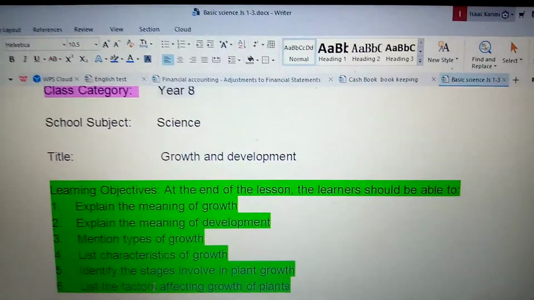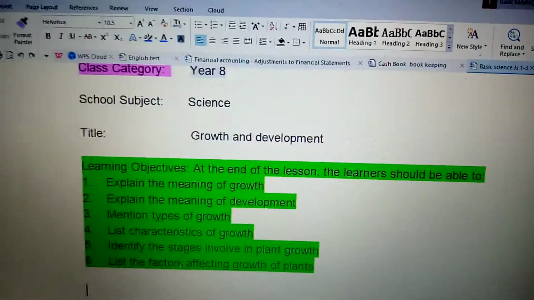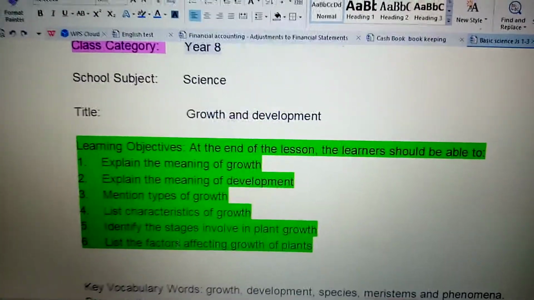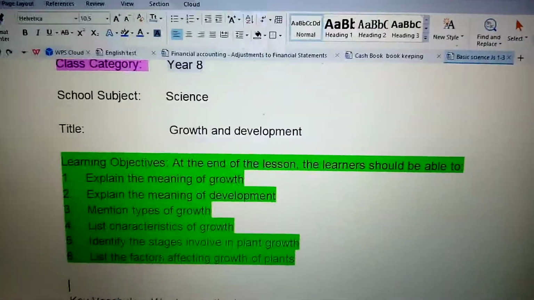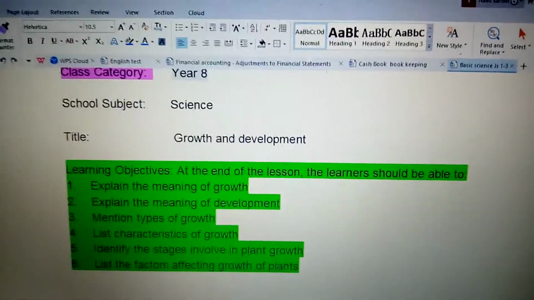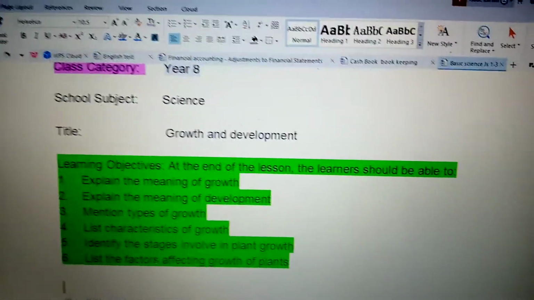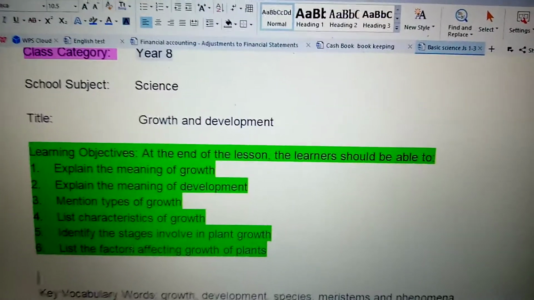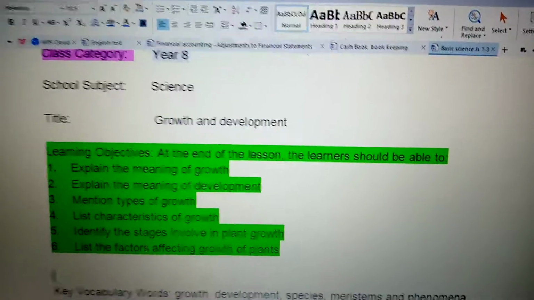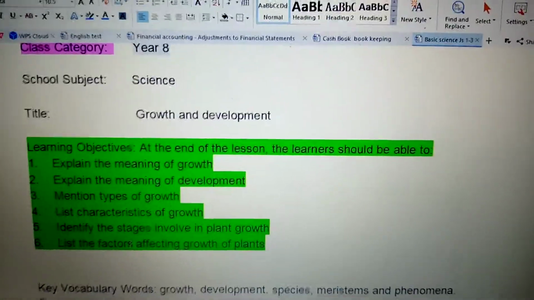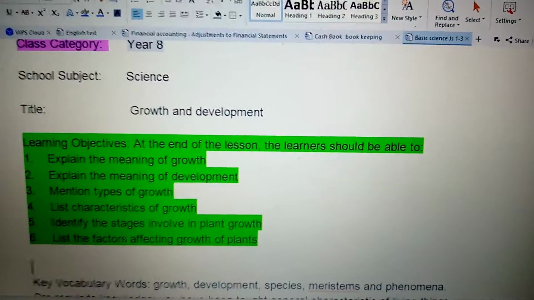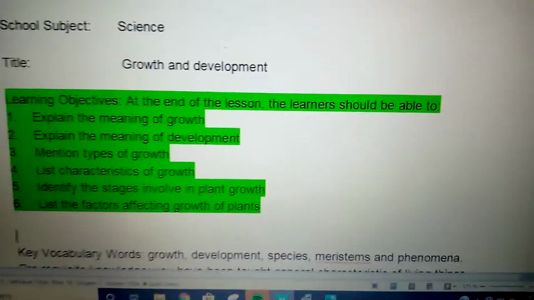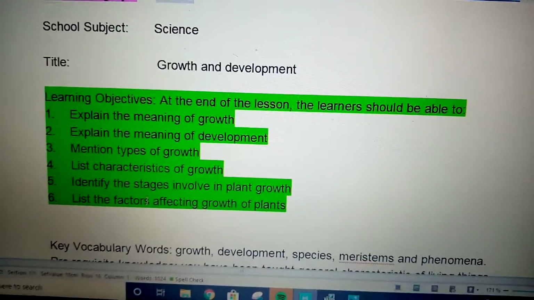Say it repeatedly. That's our title. At the end of the lesson today, you should be able to explain the meaning of growth and the meaning of development. You should mention types of growth, list out the characteristics of growth, be able to identify stages involved in plant growth, and list the factors affecting the growth of plants.